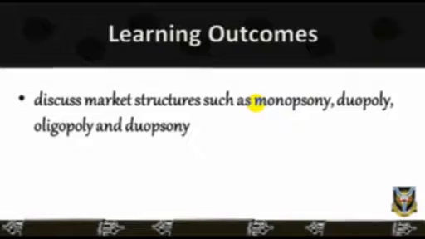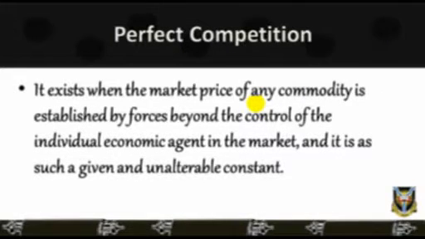Perfect competition. A state of perfect competition exists when the market price of any commodity is established by forces beyond the control of the individual economic agent in the market, and it is as such a given and unalterable constant. This means that the market actors, that is, sellers and buyers for the commodities, are price takers. Perfect competition is thus theoretical, and every market is aspiring to achieve this.